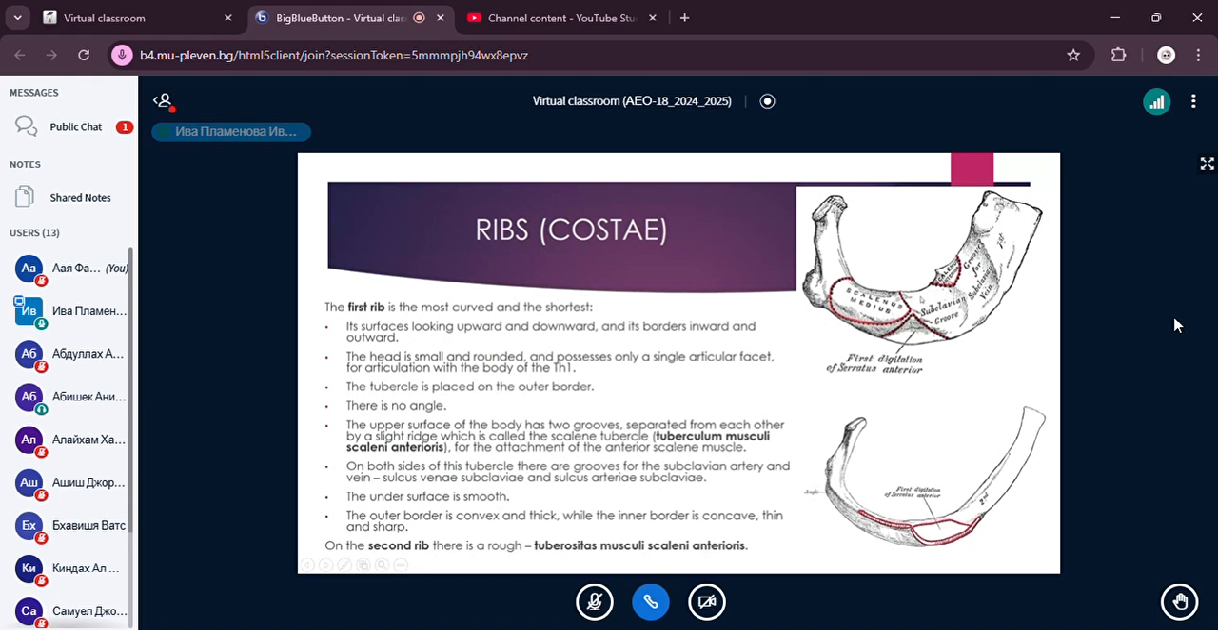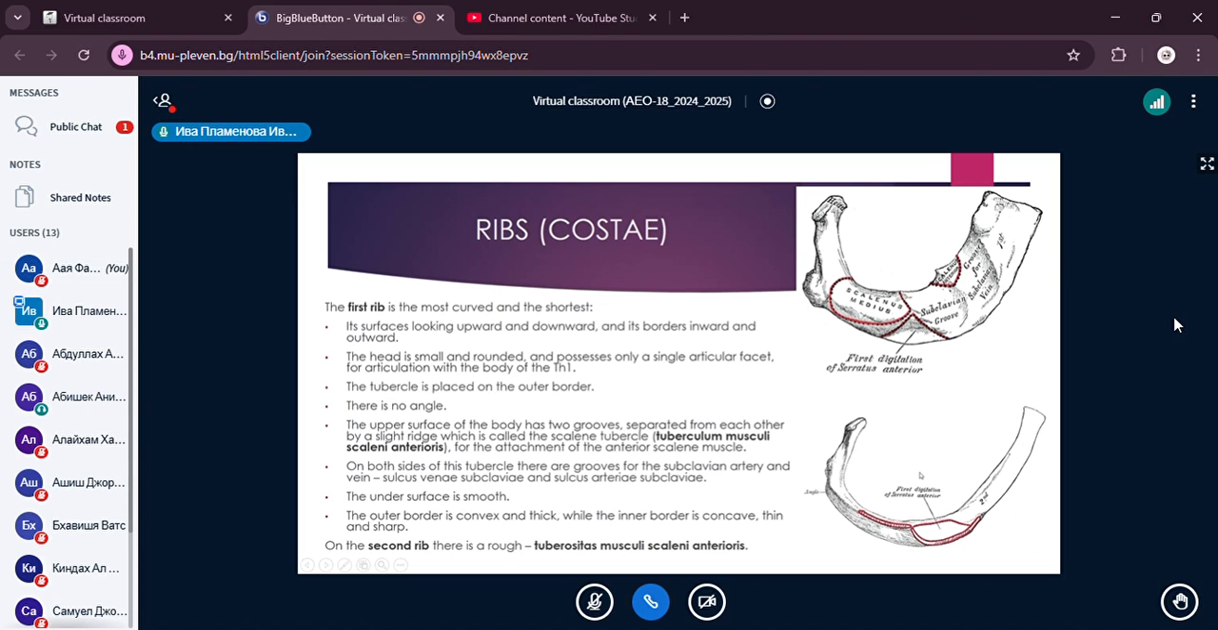Here, the groove for the subclavian artery. Here is the other groove, for the subclavian vein. Or in Latin, we can say sulcus venae subclaviae and sulcus arteriae subclaviae. You can see one groove, the other groove. The undersurface is smooth. There are no grooves. And these things are important for the first rib.